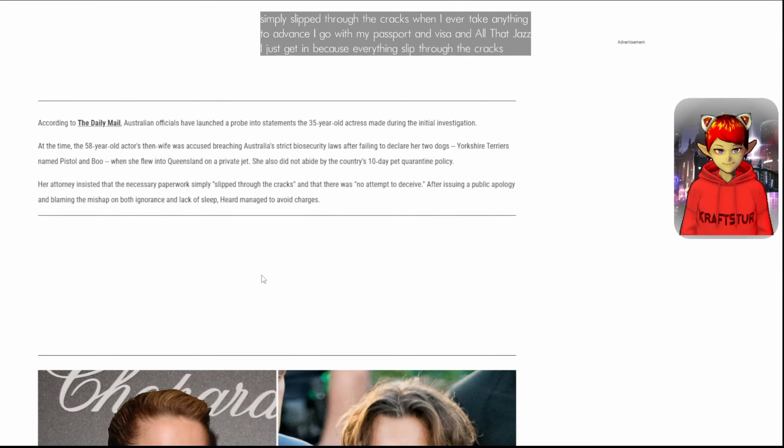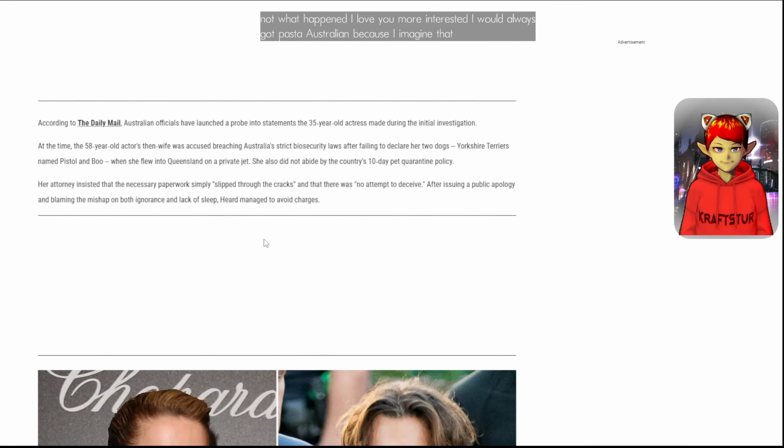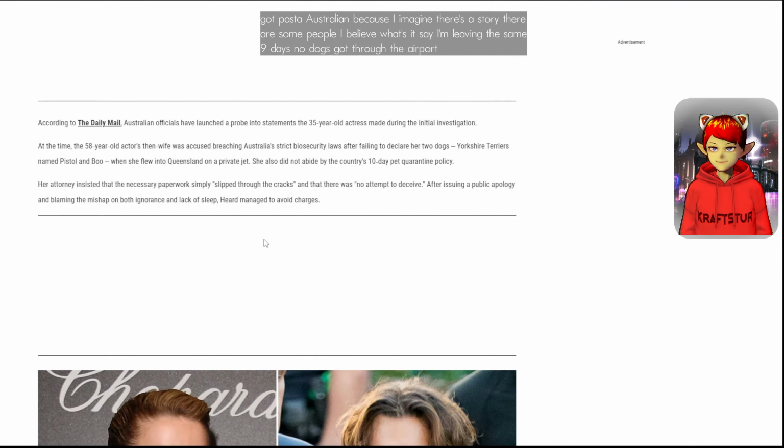No, it's not what happened. I'd actually be more interested in how the dogs got past Australian security, because I imagine there's a story there of some people. I don't even want to say it. But there's no way that dogs got through the airport just by magic.